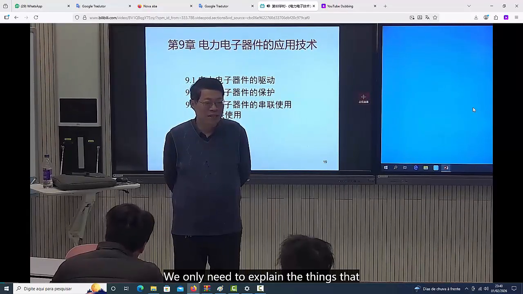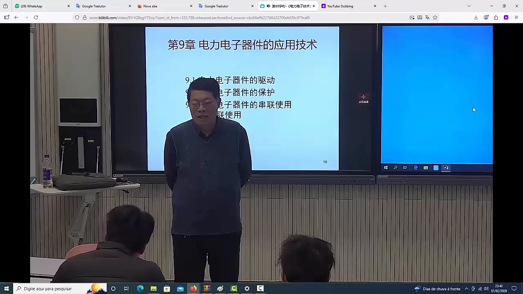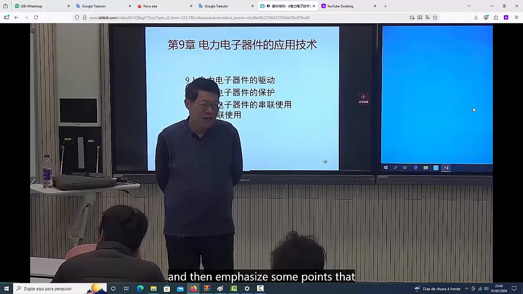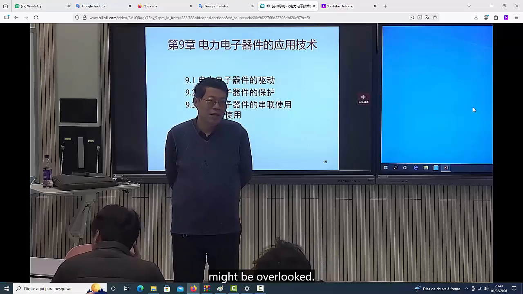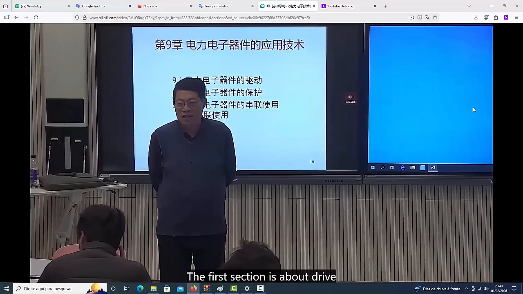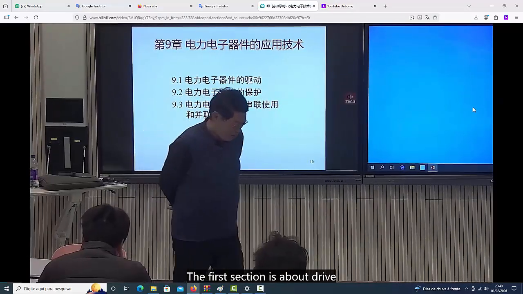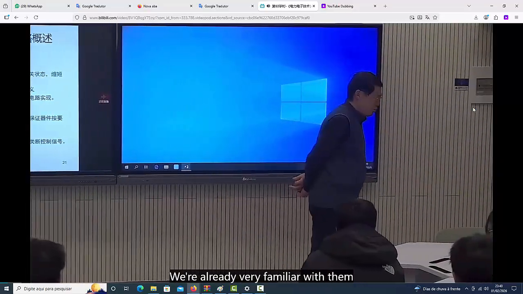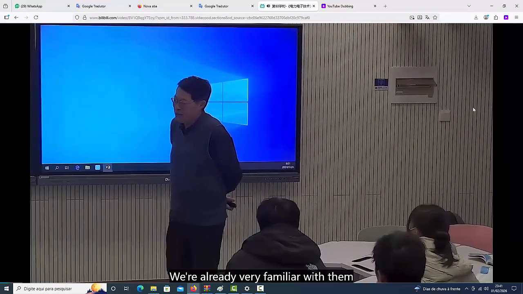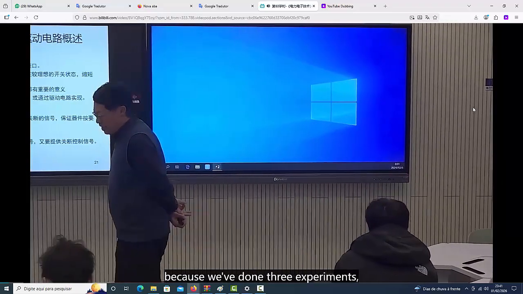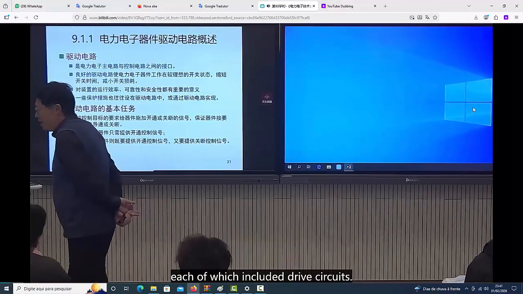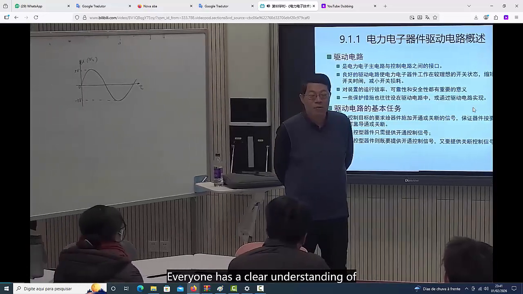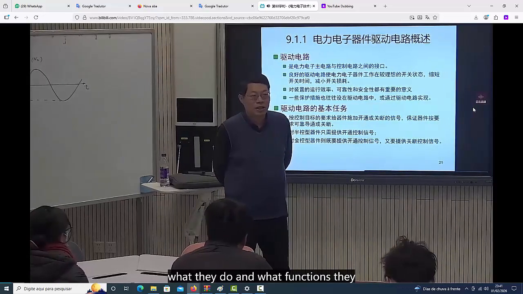We only need to explain the things that might be misunderstood, and then emphasize some points that might be overlooked. Okay, let's begin. The first section is about drive circuits and light industrial circuits. We're already very familiar with them because we've done 3 experiments, each of which included drive circuits. Everyone has a clear understanding of what they do and what functions they perform.